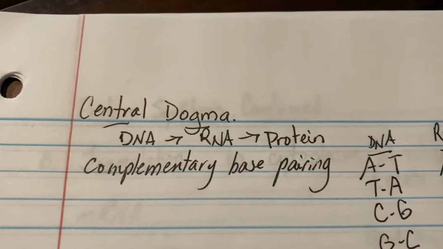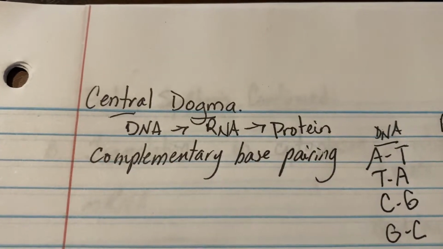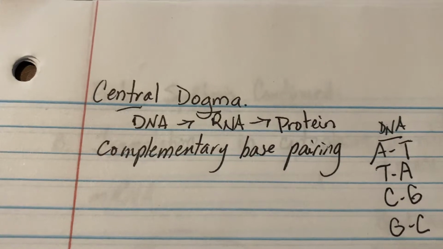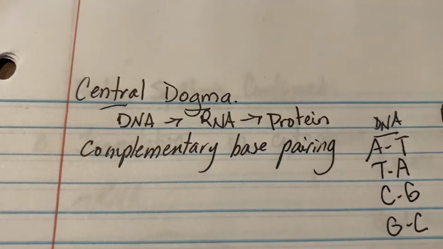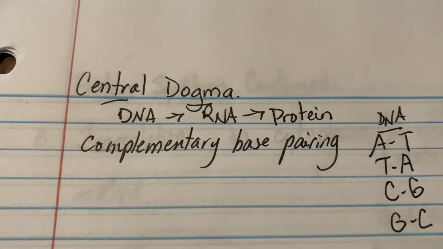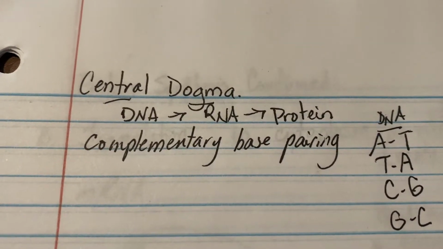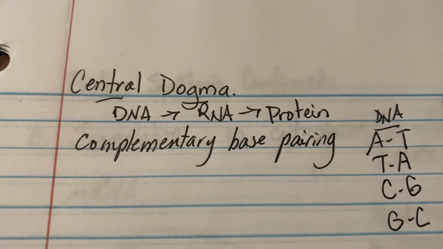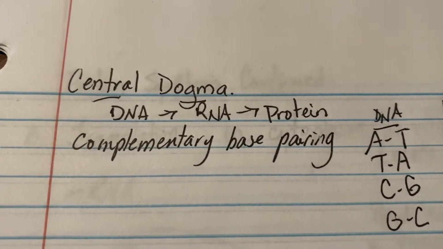What I'm going to try to do this morning is talk through protein synthesis, hoping that maybe that will help a little bit. The central dogma simply says that DNA is going to be used to make a specific sequence of RNA, which will in turn code for specific proteins.